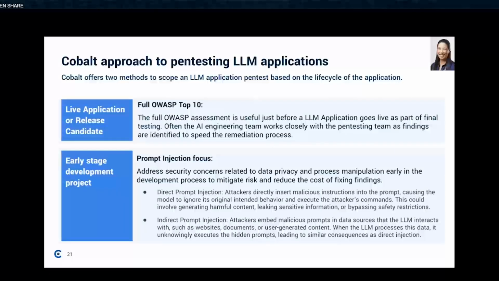The second one is folks are asking us to come in relatively early with a prompt injection focus. The idea here is that folks know that the earlier in the software development lifecycle you can identify a security problem, the easier it is to fix it. And so folks are bringing us in both to take a look at done or nearly done applications and do a comprehensive top to bottom look at it. They're also bringing us in pretty early, at which point we'll really focus on the prompt injection. Next slide.